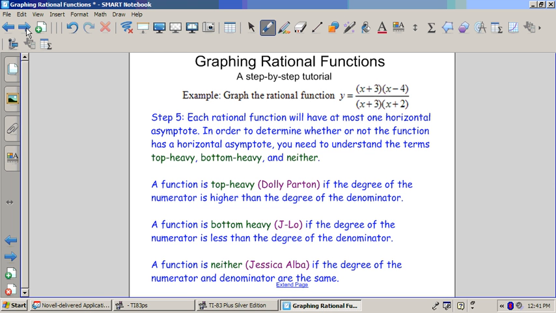The next thing I want to do is figure out does this graph have a horizontal asymptote? Well, for all the functions we're going to do, you're going to have at most one horizontal asymptote. And the way we determine whether or not a function has a horizontal asymptote is by determining is the graph top-heavy, bottom-heavy, or neither. If the graph is top-heavy, that means the degree of the numerator is greater than the degree of the denominator. If it's bottom-heavy, the degree of the denominator is greater than the degree of the numerator. And if it's neither, the numerator and denominator both have the same degree.